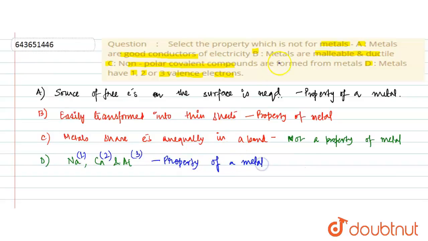So out of all the 4 options given, C is not a property of metal.